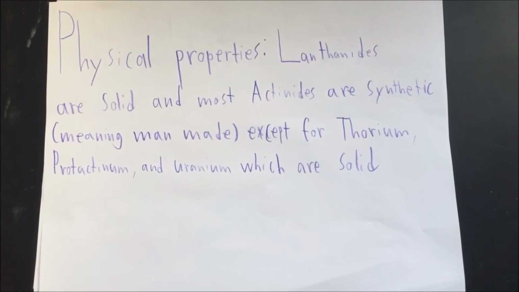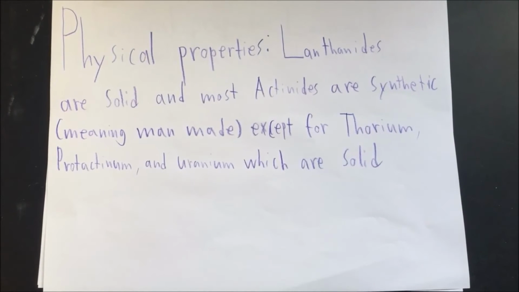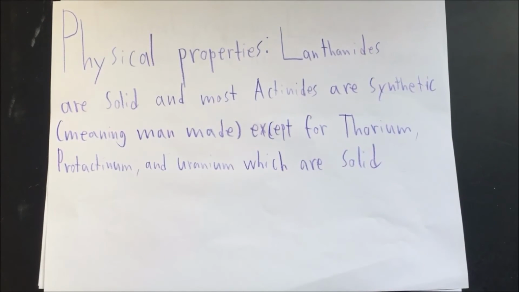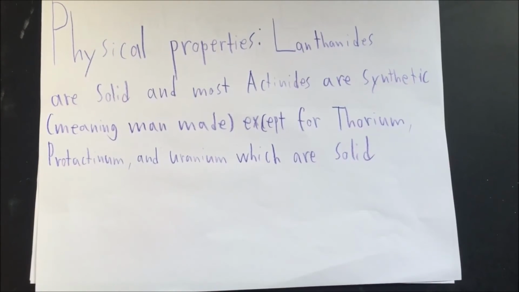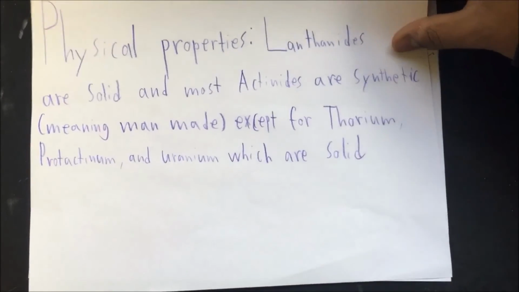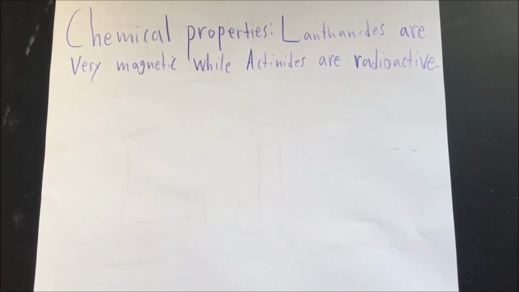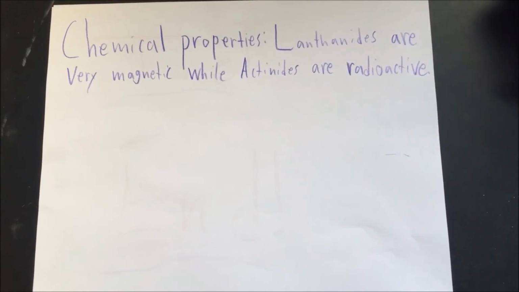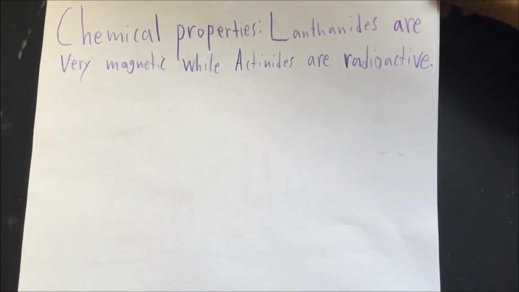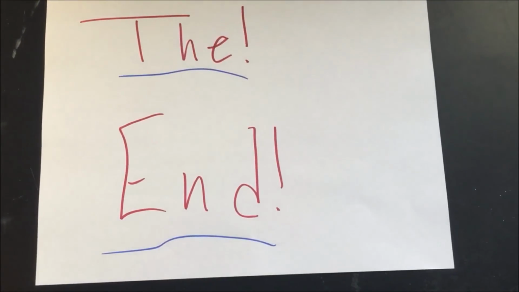Physical properties. Lanthanides are solid and most actinides are synthetic, meaning man-made, except for thorium, protactinium, and uranium, which are solid. Chemical properties. Lanthanides are very magnetic, while actinides are radioactive. The end.